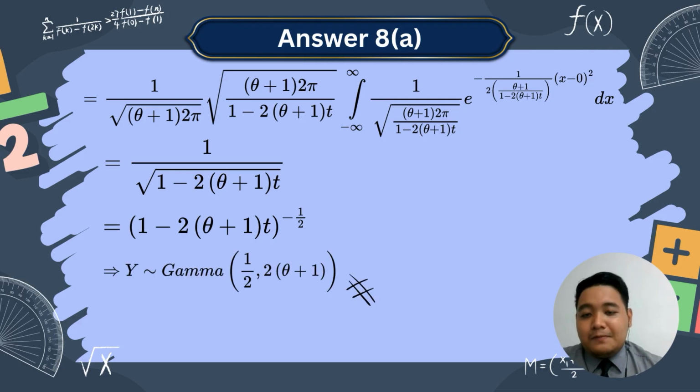As you can see, the moment generating function of Y just now looks like the moment generating function of the gamma distribution, which is 1 minus theta t to the power of negative alpha. So that's why we can conclude that Y is distributed with gamma distribution with alpha equal to 1 over 2 and theta equal to 2 times (theta plus 1).